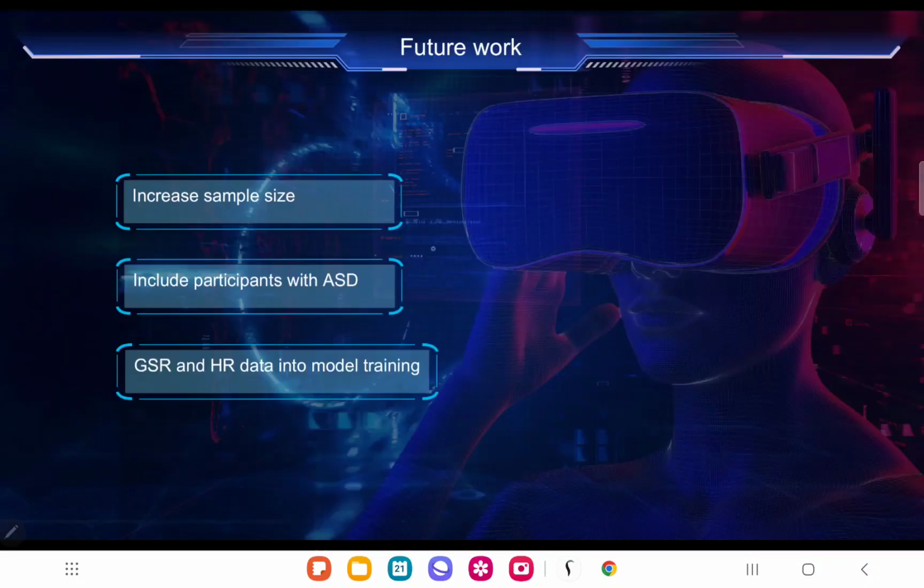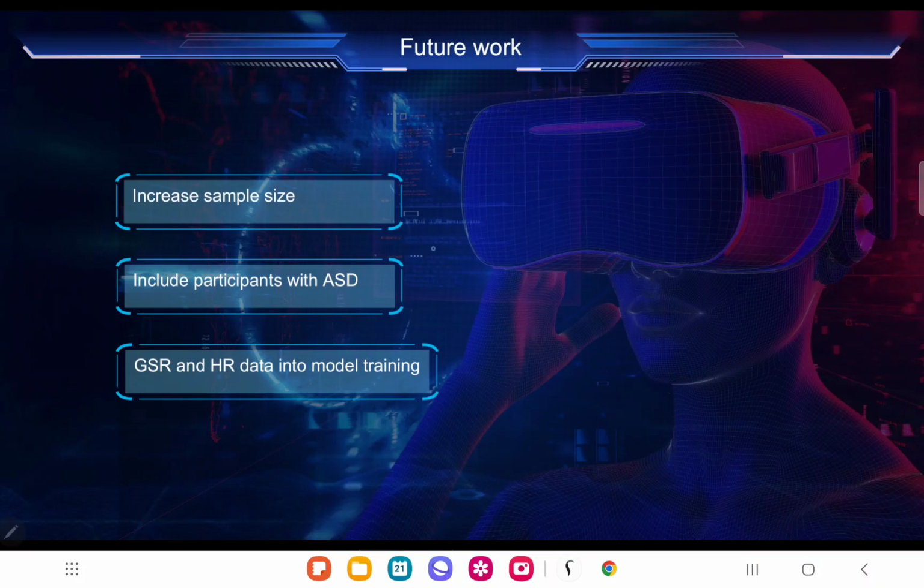So in the future, we're going to do more studies with kids with ASD and increase the sample size, including more signals like GSR and HR. And also we're going to think about different kinds of strategies to help the kids receive that training.